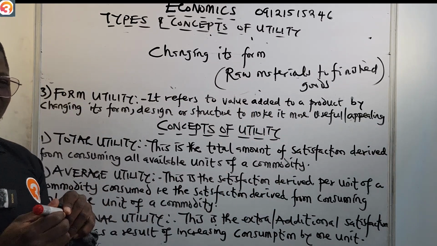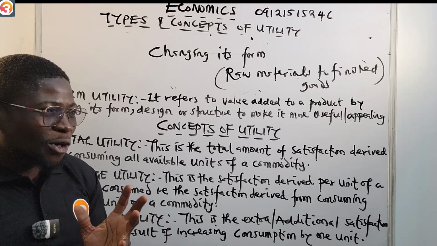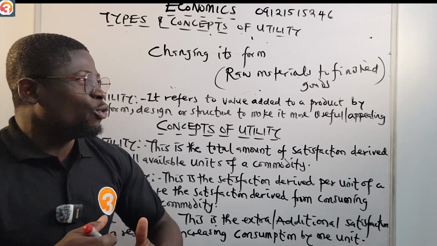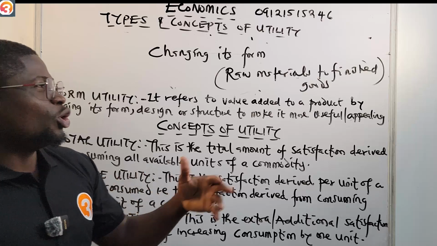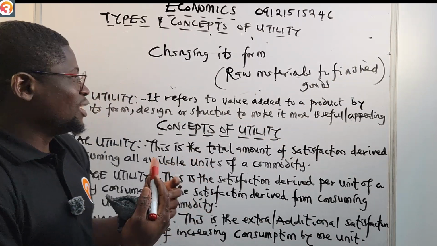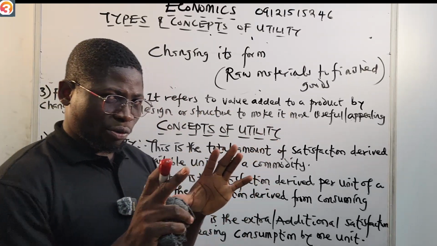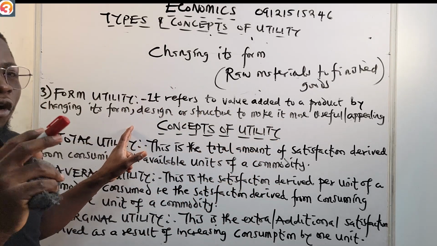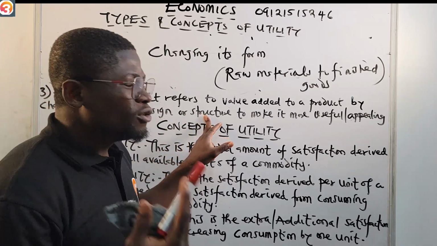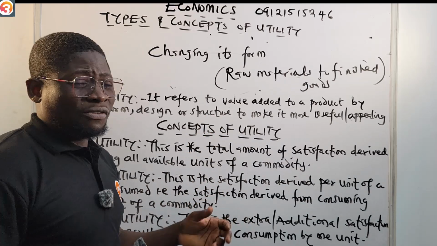This is an example of form utility. When it is in its raw form, you may not really like it; it may not be appealing or seem very useful to you. But once it has been changed to the finished good, it becomes more appealing. So form utility refers to value added to a product by changing its design or structure to make it more useful or appealing. For example, yam.